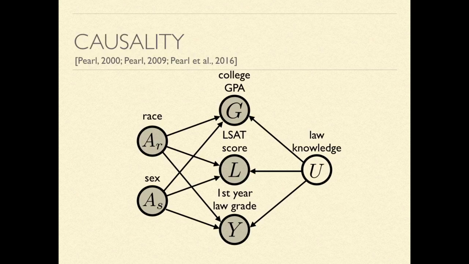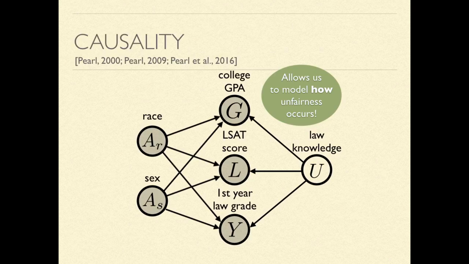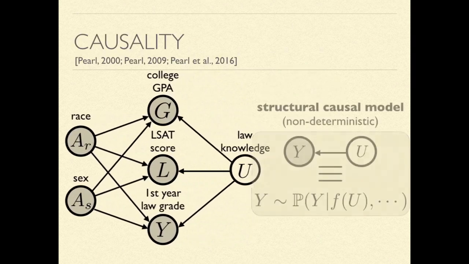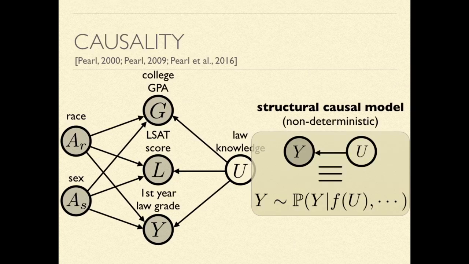And the beautiful thing about having a causal model is it allows us to model how the unfairness occurs in this problem. How does it work? Well, every arrow in this causal model specifies a functional relationship between the two variables that it's connecting. For instance, the arrow from variable u to y says that y is a function of u, and maybe a deterministic or a non-deterministic function.